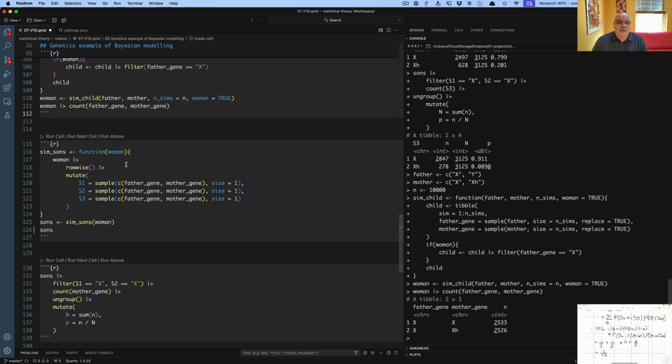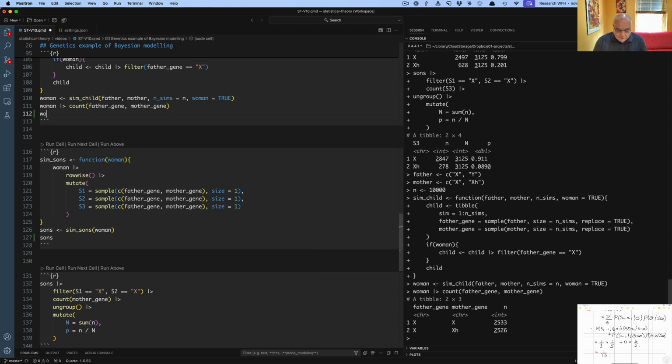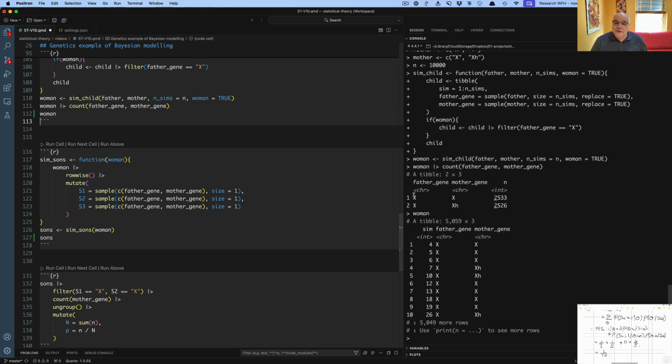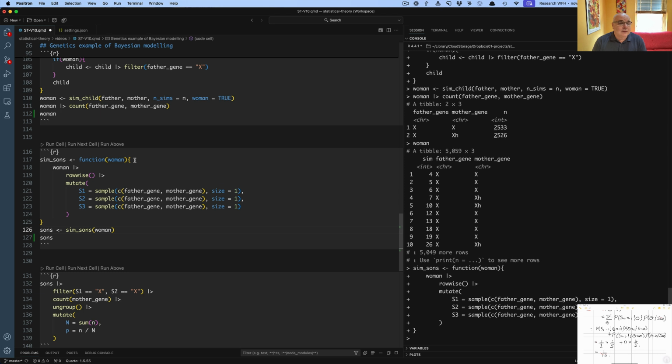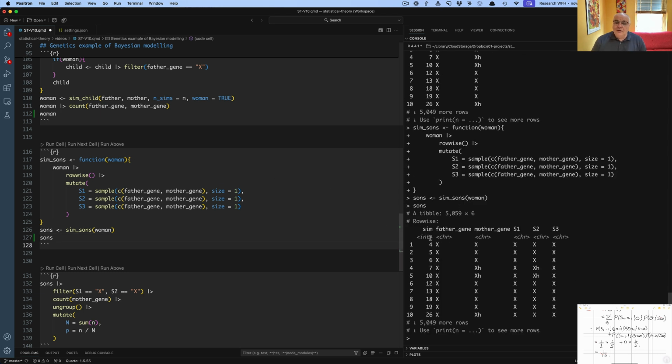Now what I'm going to do is take each of the possibilities. So here are the possibilities. In the first simulation, it's an X and X, and the second is X and Y. Each of these I'm going to use to then simulate her sons. So in this function, I simulate her sons. What we see here is the father's gene, the mother's gene, and this is what the sons have. So in this case, all the sons don't have haemophilia. In this one, she was a carrier, and so the second son had haemophilia.